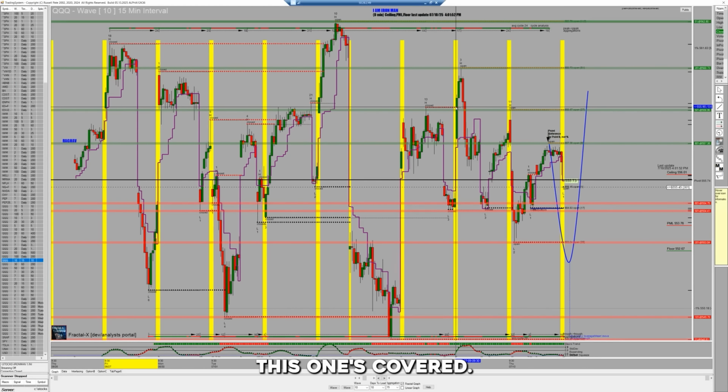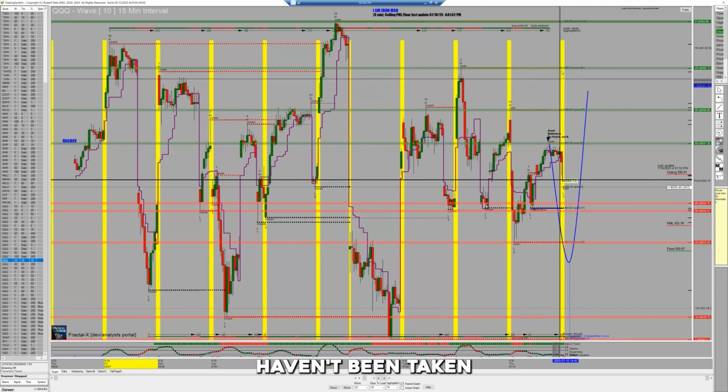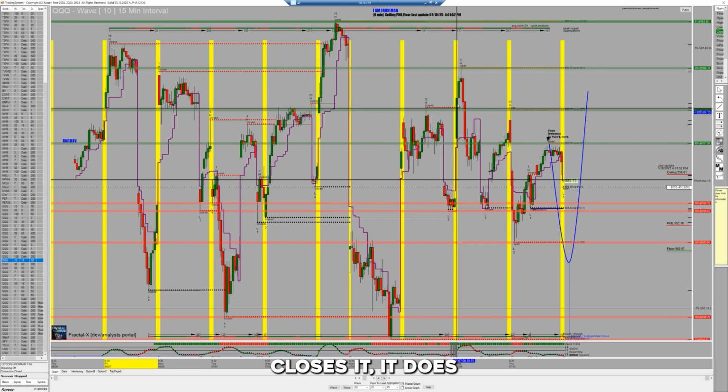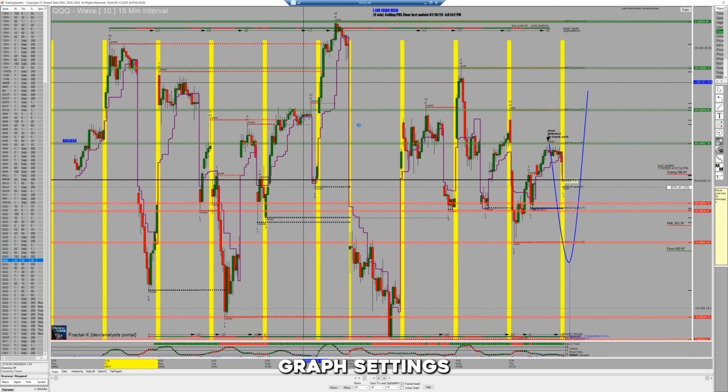This one's covered. This high was taken out, correct? Yes. But these lows and highs haven't been taken out by price, right? Yeah, these are open targets. And basically, that's how the open states are formed, and the closed states are formed right here when the price closes it. Let me just go to the graph settings again.